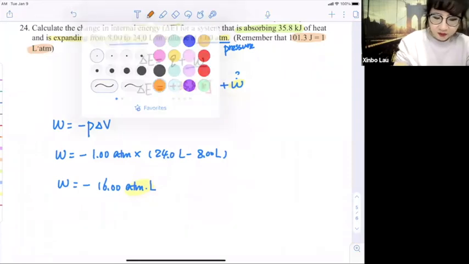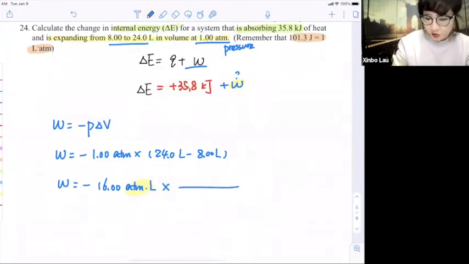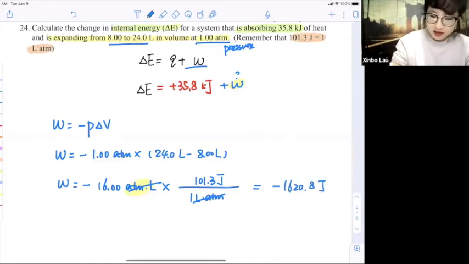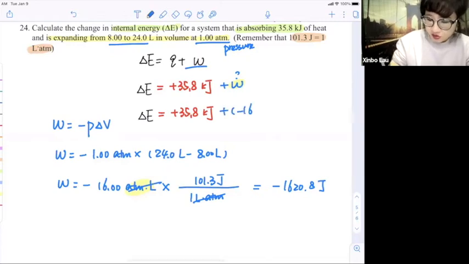That's easy. 1 liter times atm is 101.3 joules. The liter atm cancels out, so the number will be negative 1620.8 joules. Now I got the work, so let me plug that in. Then it's negative 1620.8 joules.